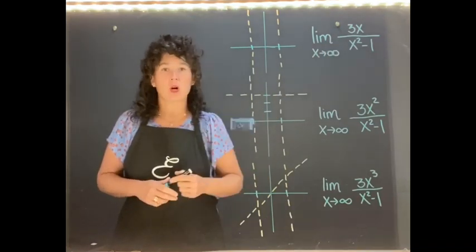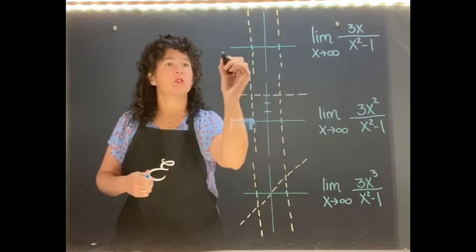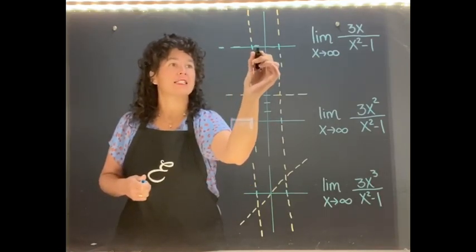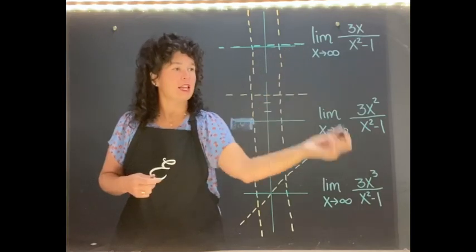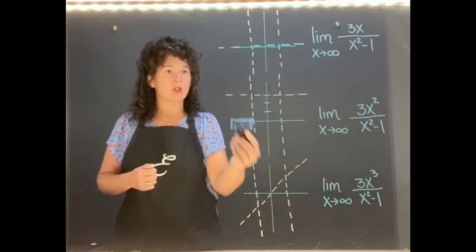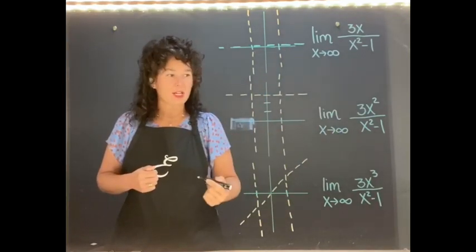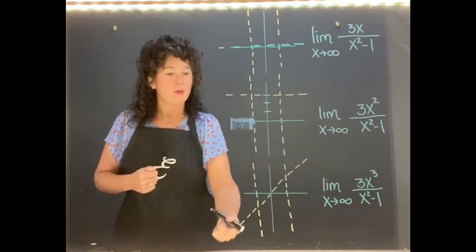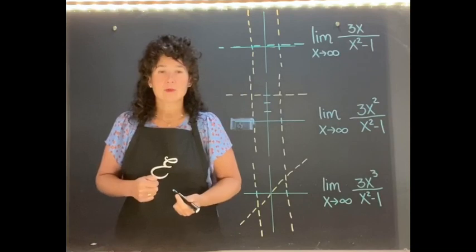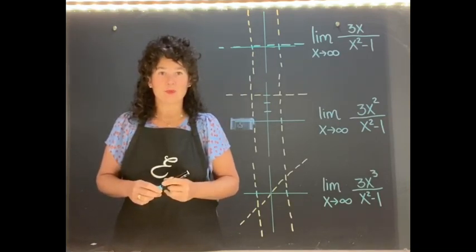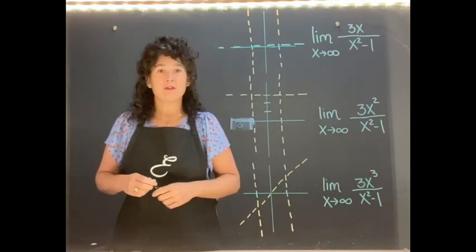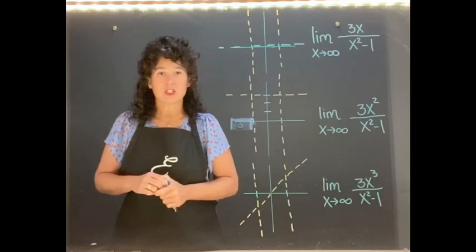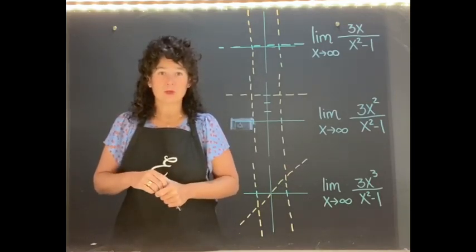In this first one, we have a horizontal asymptote that is the x-axis. And then the next one has a horizontal asymptote at y equals 3. And the last one does not have a horizontal asymptote, but it has an oblique, sometimes called a slant asymptote. Finding limits at infinity for rational functions is going to come down to what the horizontal asymptote is. So let's look at why that's true.